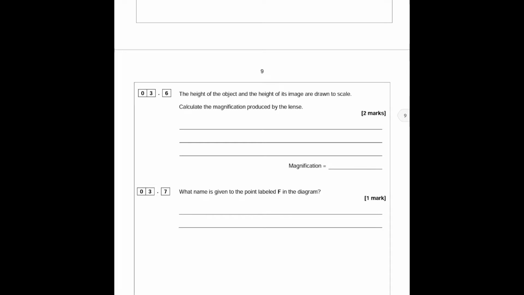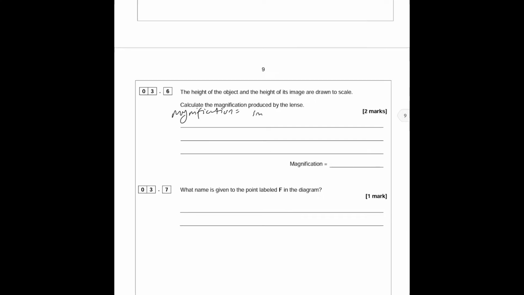Calculate the magnification produced by the lens. Okay, the height of the object and image are drawn to scale. Now, what you have to do for this question is to remember the formula for magnification. Magnification is equal to the image height divided by the object height.